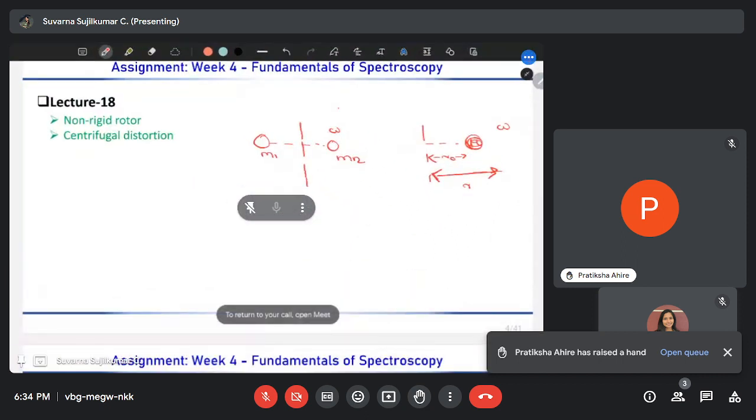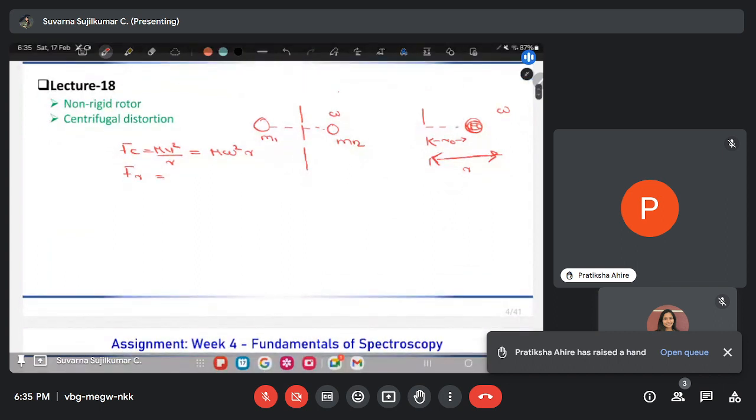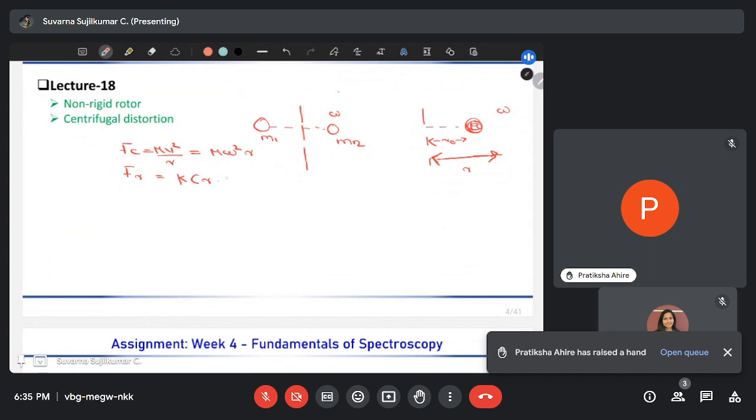Sorry, guys. So let's derive this formula. The centrifugal force is given by Fc equal to mu v square by r. This can also be represented as mu omega square r. The restoring force against the centrifugal force is given by k into (r minus r0), where k is the force constant, not the Boltzmann constant. This is a force constant for this system.